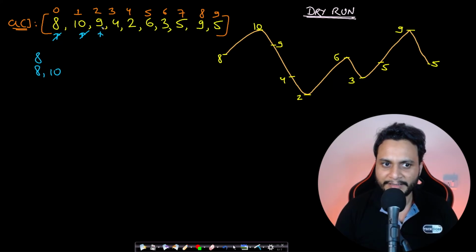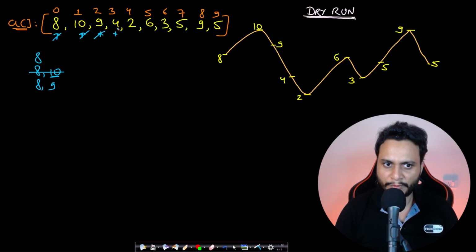When I see 9, then I will append it after 8, not after 10. I cannot append it after 10, right? So I have to append it after 8. If I append it after 8, I get a longest increasing subsequence of size 2. Now there are two lists of the same size, so the one with the higher value will be discarded. So I'll be just removing it.